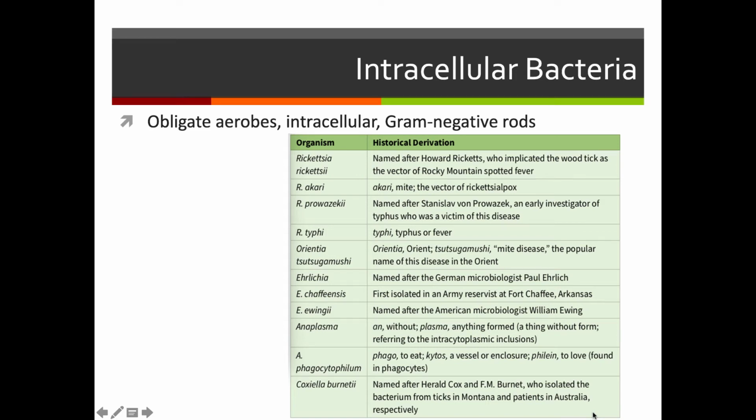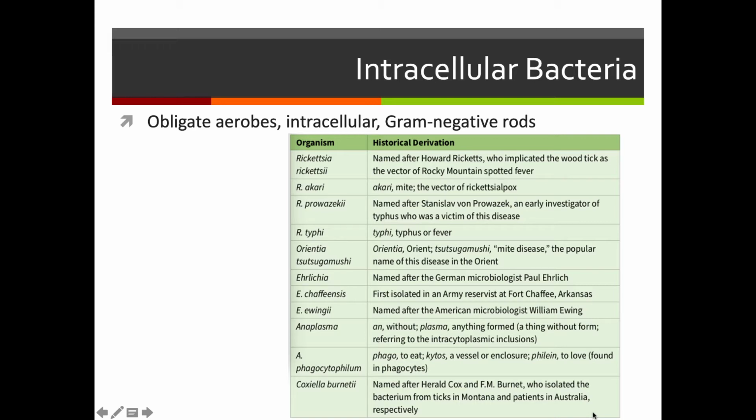Now we'll start talking about some of these obligate intracellular bacteria. These are bacteria that do not grow or replicate at all outside of a host cell. This group of bacteria are all obligate aerobes, they are all intracellular, and they're all gram-negative rods. We're not going to talk about all of them because they're not all super common as human infections. We are going to talk about a couple of them because they are more common.